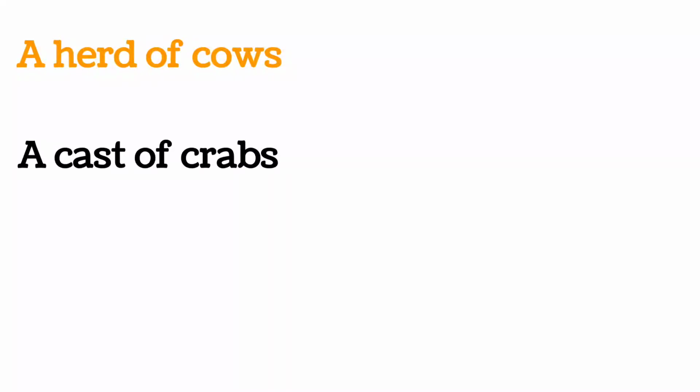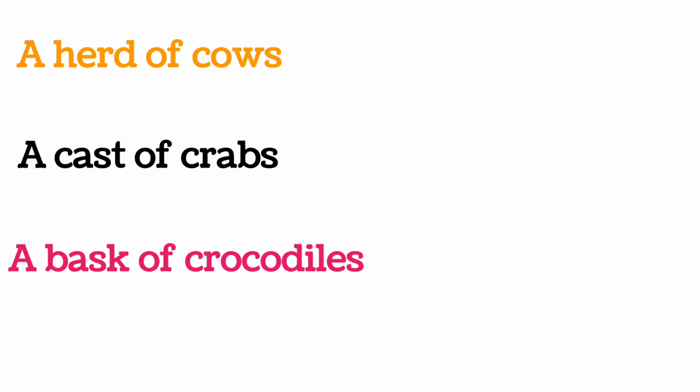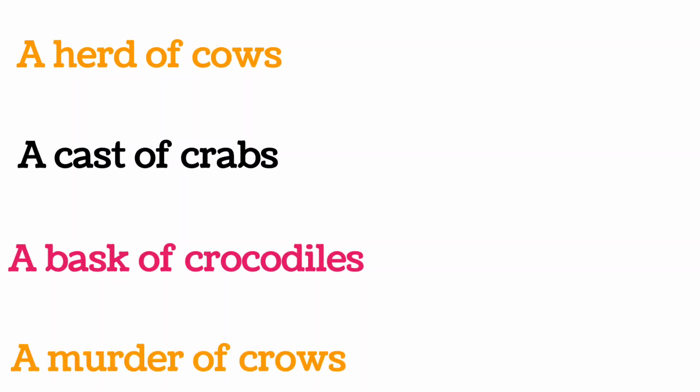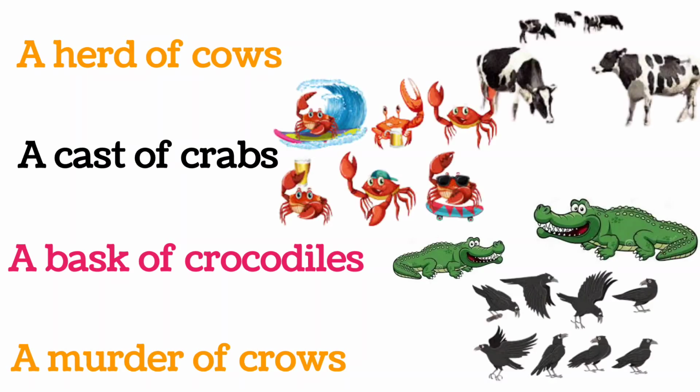A herd of cows. A cast of crabs. A bask of crocodiles. A mother of crows. Not a mother of crows. It's a mother, which shows the collection of the crows, not a cling of crows. So herd, cast, bask, and mother are the collective nouns.